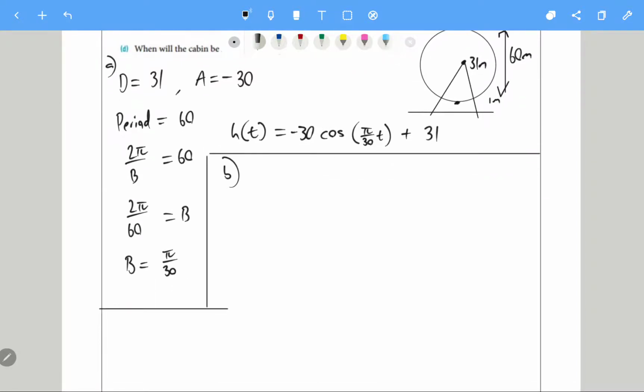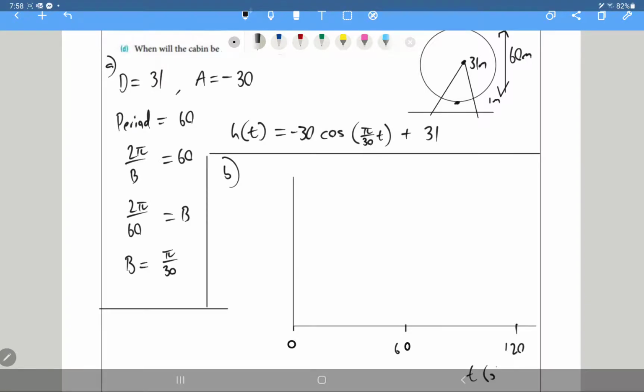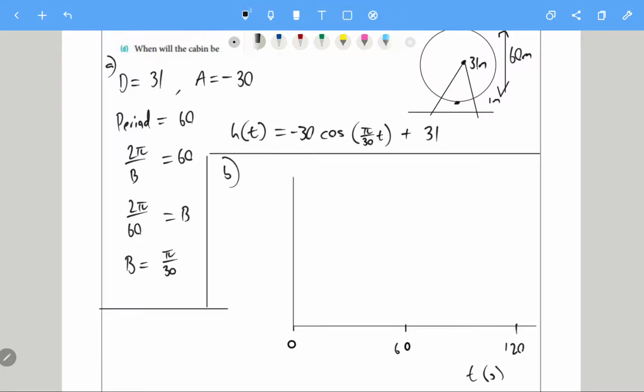Alrighty, so for our sketch, let's set up our axes. On our x-axis we're going from 0 to 60 to 120. If you read the question, it does in fact say that it is going for 2 minutes, which is 120 seconds. Now our y-axis is going to be at the minimum 1, at the maximum 61, and in the middle 31. And this is going to be the height in meters.